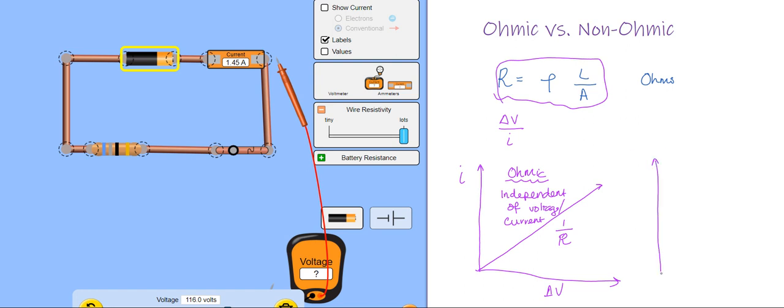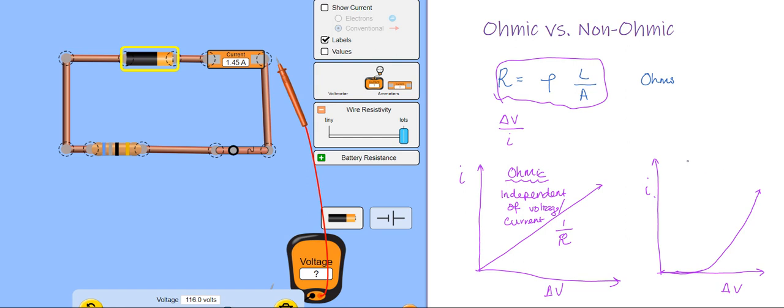Non-ohmic resistors might be something like an LED, a light-emitting diode, or other kinds of diodes, where when I look at the relationship between I and V, I might get something that looks kind of like this, where it's not directly proportional. In other words, when there's very low voltage and therefore very low current, there's not very much resistance, but the resistance increases as I increase the potential difference, and this causes different effects.